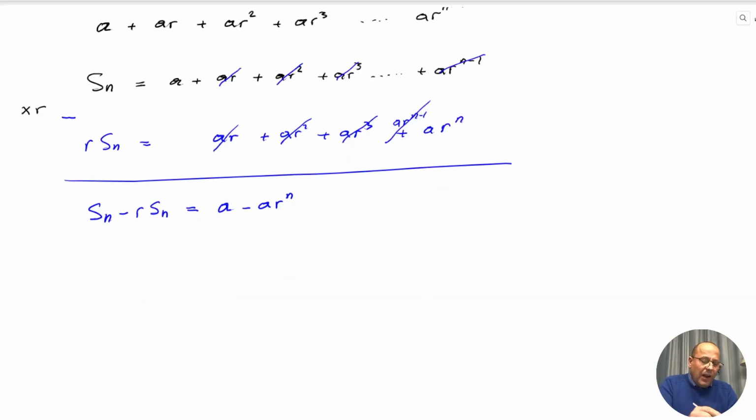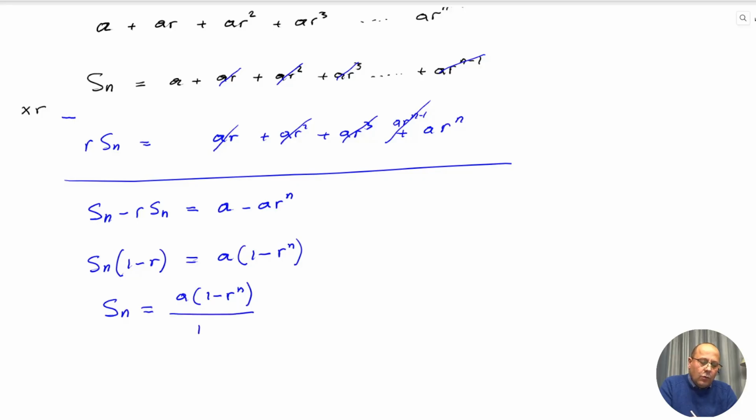Let's factorize: Sn multiplied by 1 minus r is equal to a times 1 minus r to the power of n. Let's divide. Sn is equal to a times 1 minus r to the power of n, over 1 minus r. And this is the formula for the sum of a geometric series.